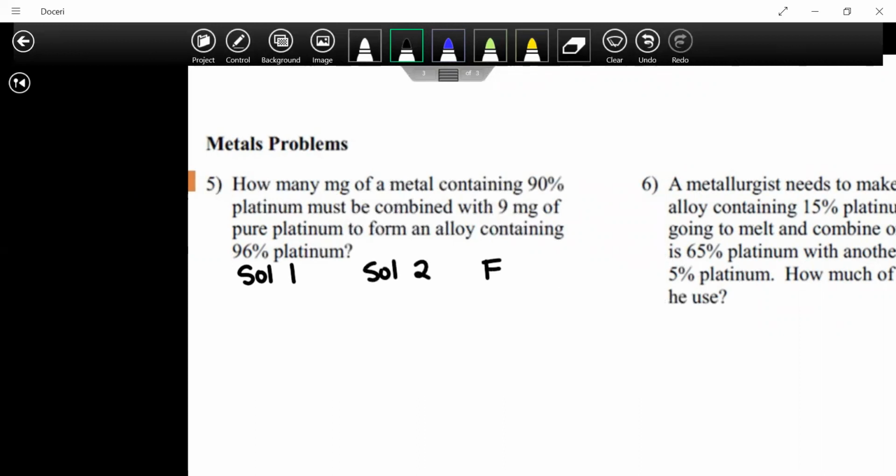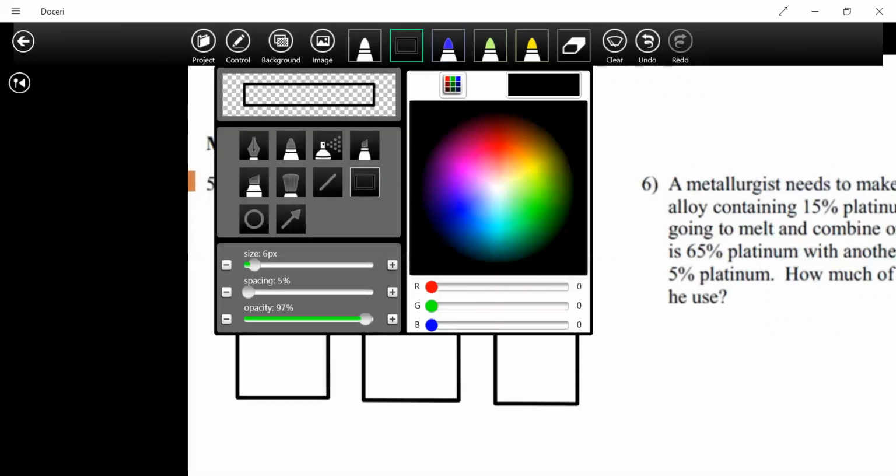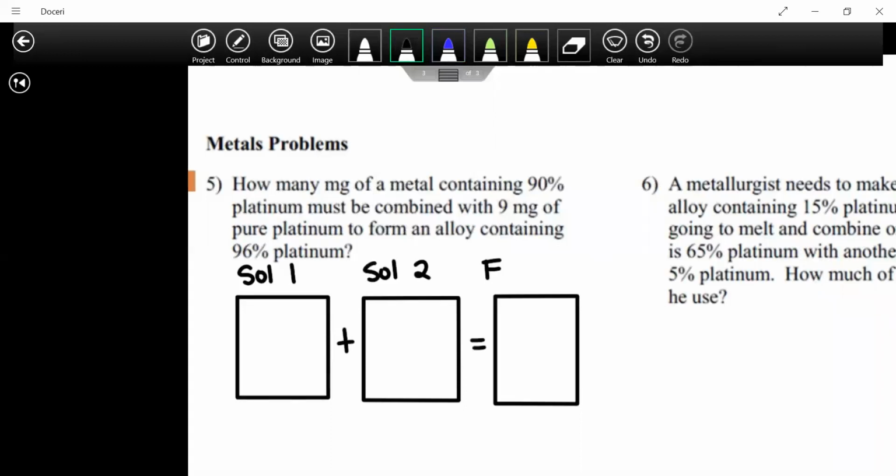And we want to be able to see how they're all relating. You can create the actual containers themselves so that we can see the solutions and how they're changing, and look at how much we have in the final grouping. We're going to add up our two solutions to equal a final solution. We have the first one containing 90%. How many milligrams of a metal containing 90% platinum? So we do have 90% in our first solution, combined with 9 milligrams of pure platinum. So we have 100% pure platinum, which is 9 milligrams, to form an alloy. So we're looking at our final alloy of 96% platinum.